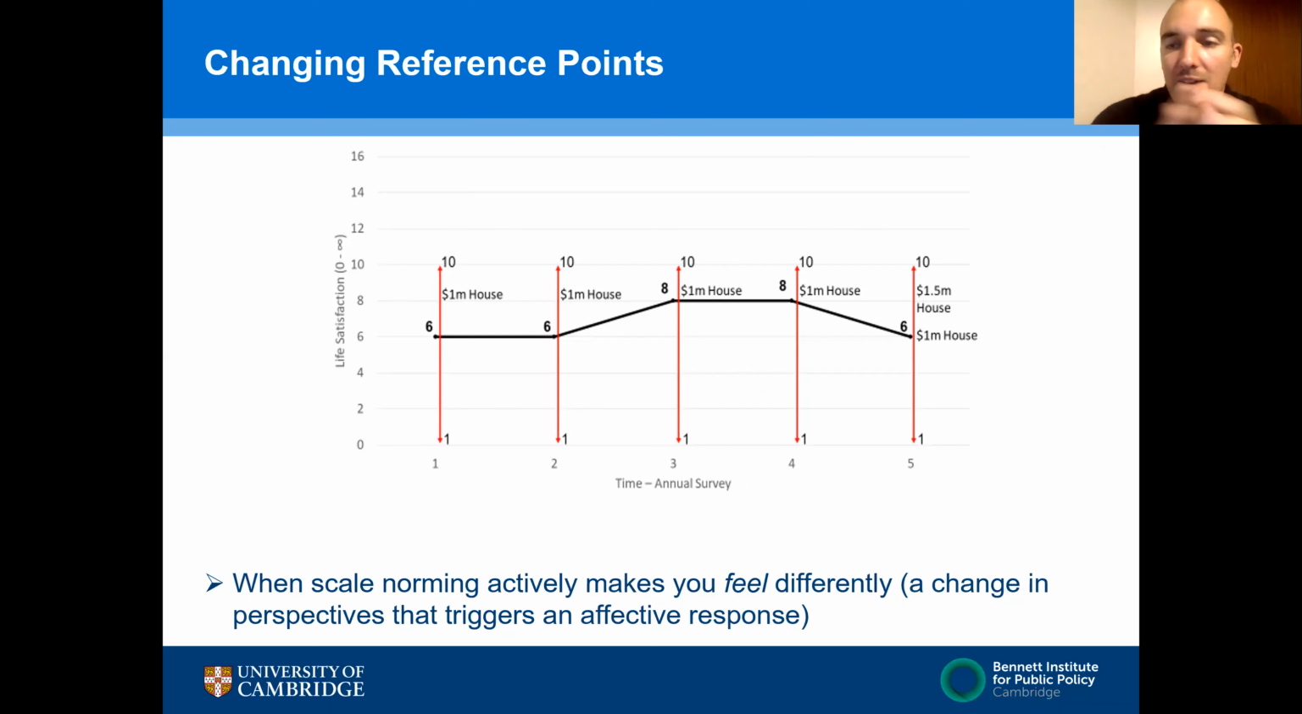So let me give a kind of contrived example. So we have an individual here who wants to have a $1 million house. And right now they don't, so they're a 6 out of 10. And they get closer to it, and eventually they get their $1 million house at time 3. And as we might expect from the goal attainment literature, their life satisfaction rises to 8 out of 10. And it persists for a whole year. They're still really happy about their $1 million house.